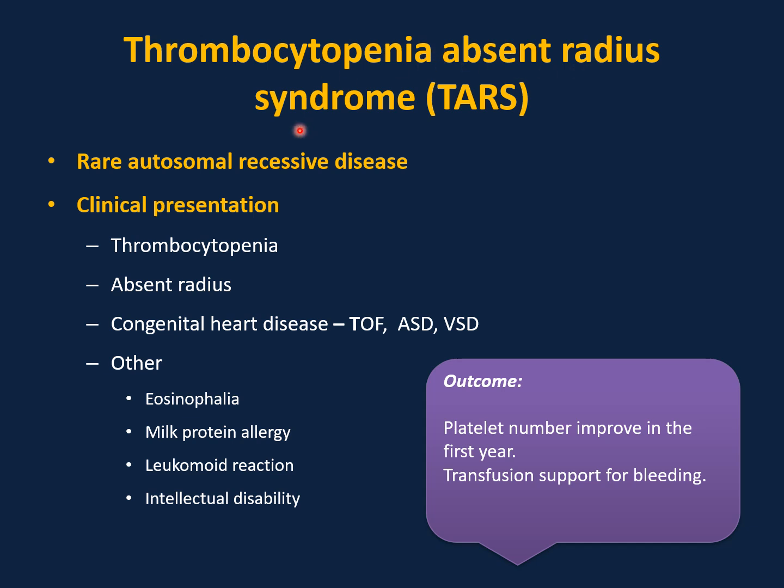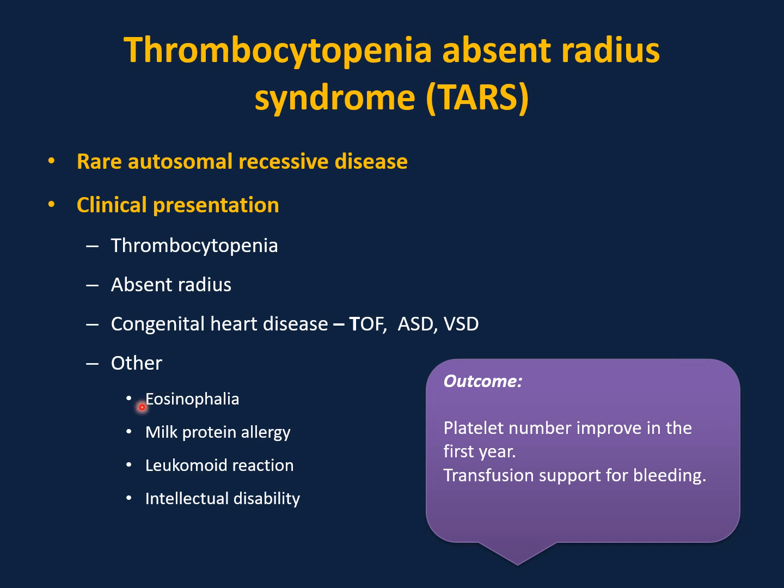Thrombocytopenia absent radius syndrome, or TAR syndrome. This is a very rare autosomal recessive disease, but very common to see it in the pediatric board examination. Clinical presentation: thrombocytopenia, absent radius. This is the key word for this disease. Low platelet and absent radius. Congenital heart disease can be seen with this disease. Tetralogy of Fallot, ASD or VSD.